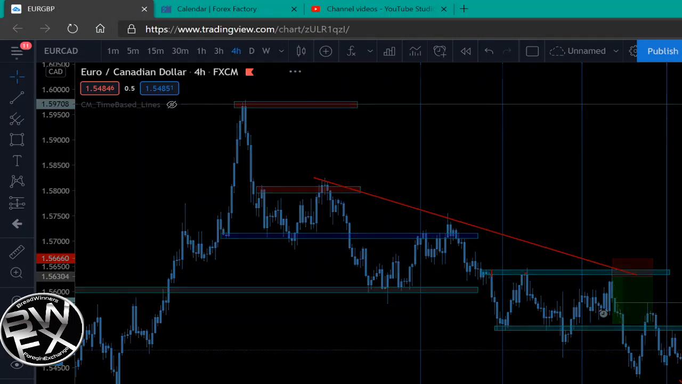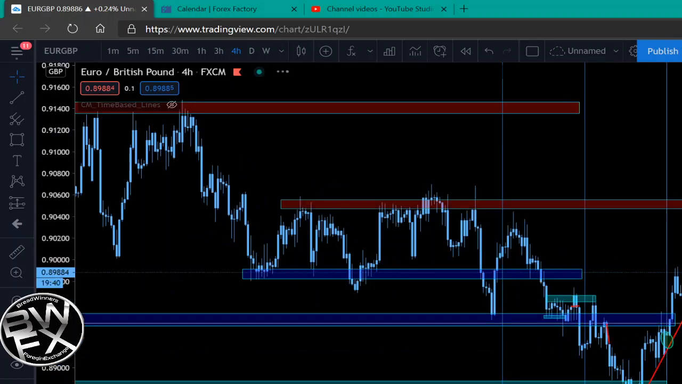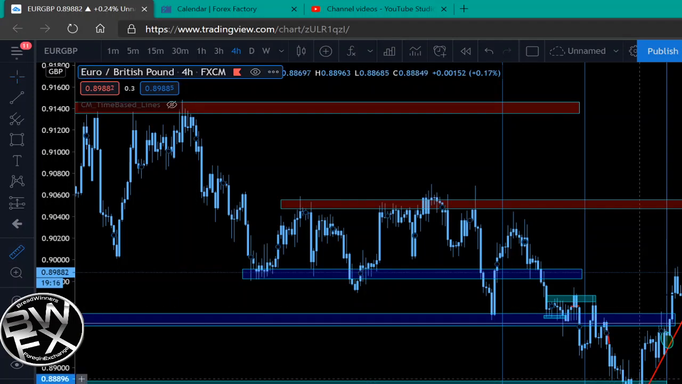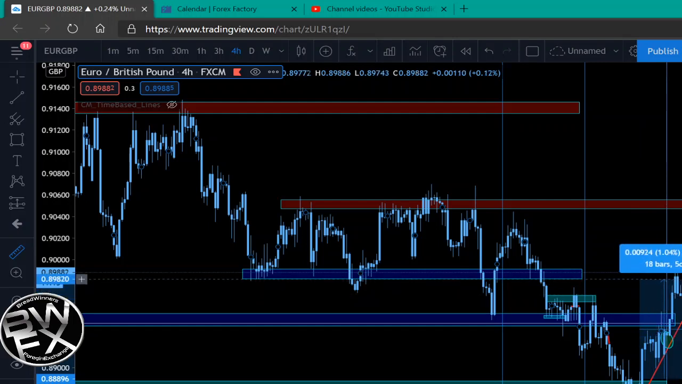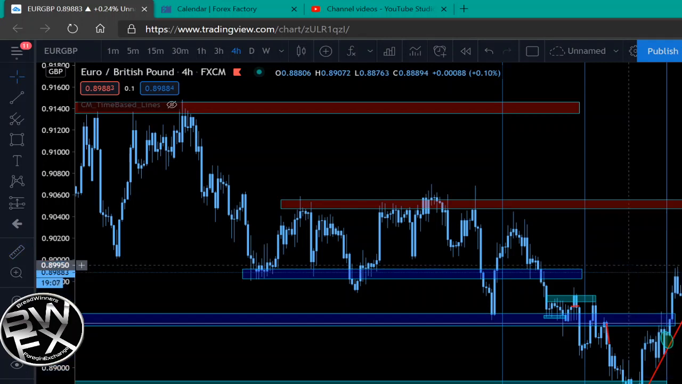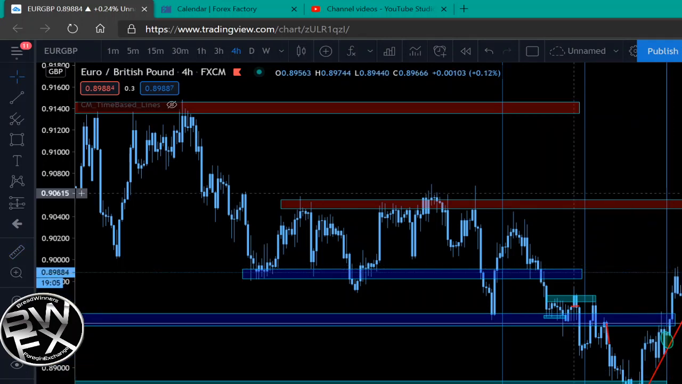Let's see. EG. My guy Brody failed to get in on this play. He already had it drawn up, from the blue, from your last zone at the bottom. Last week, you know how many pips that is? Been over 100 pips easy.